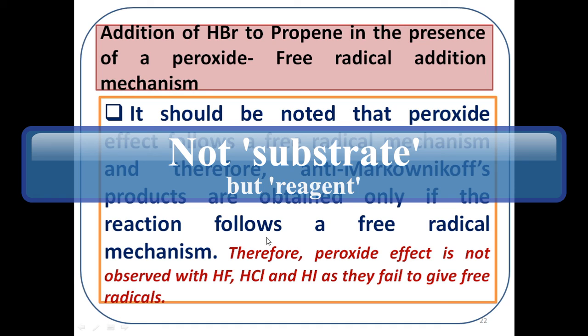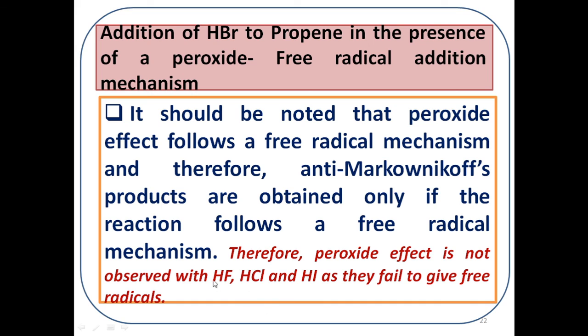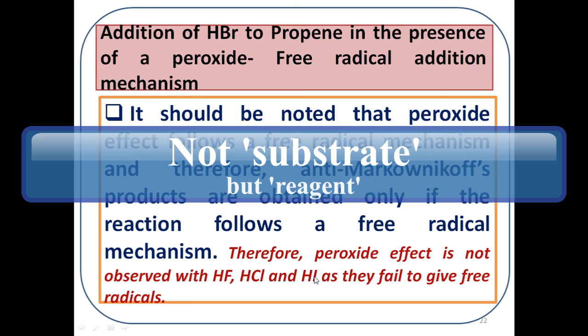So if you take a series of hydrogen halides, say HF, HCl, HBr, and HI, then only HBr is capable of producing a free radical. That is, a bromine free radical is the best free radical form. However, HF and HCl are not capable of producing free radicals. HI can give rise to free radicals, but iodine free radicals are least reactive. They will undergo recombination.